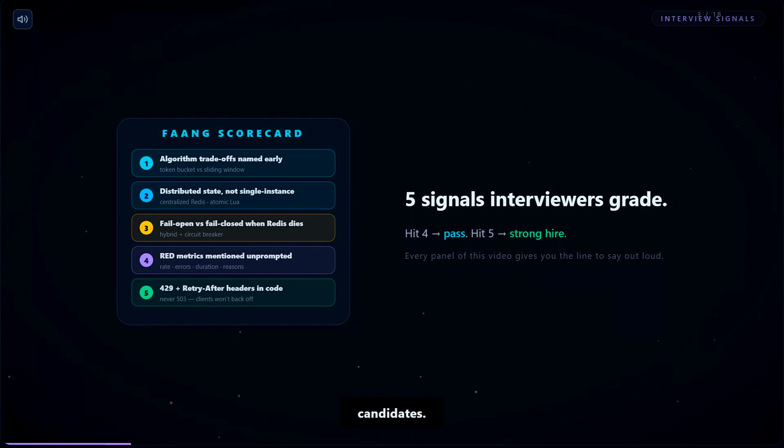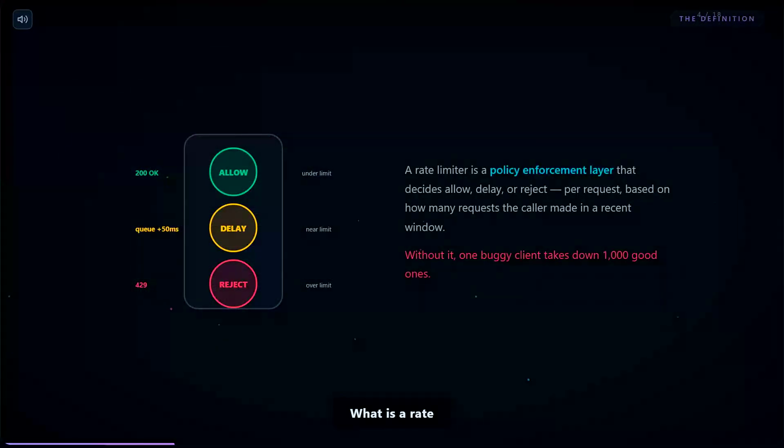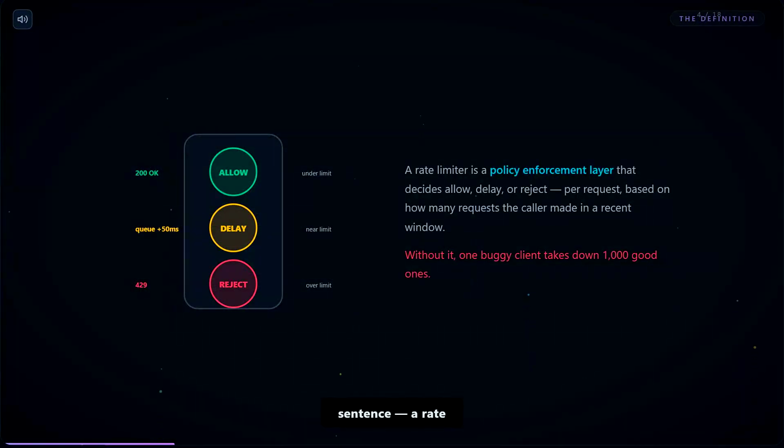What is a rate limiter, exactly? In one sentence, a rate limiter is a policy enforcement layer that decides whether to allow, delay, or reject each incoming request, based on how many requests the caller has made in a recent time window.